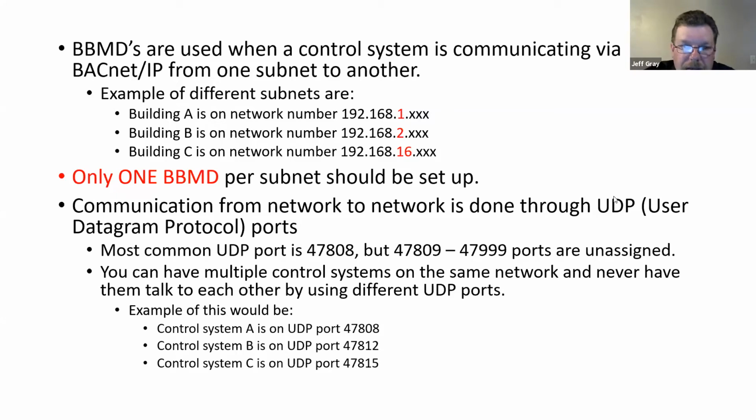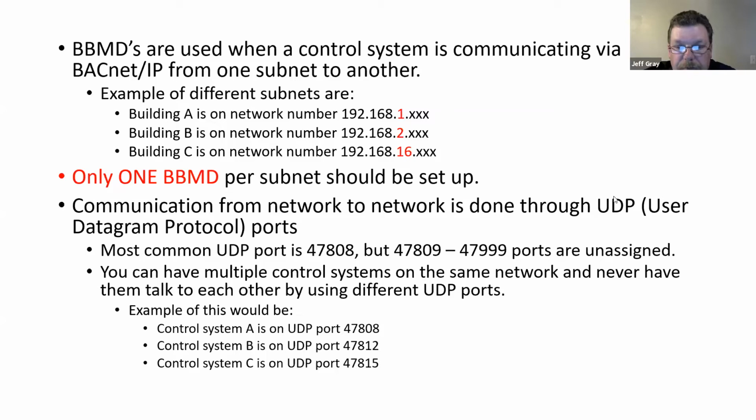By the systems talking on a UDP port, it allows you to have multiple control systems on the same network and never have them talk to each other by using different UDP ports. So an example: control system A is set up on UDP port 47808. Control system B is set up on UDP port 47812. Control system C is set up on UDP port 47815. By having those different UDP ports, those systems will never see each other.